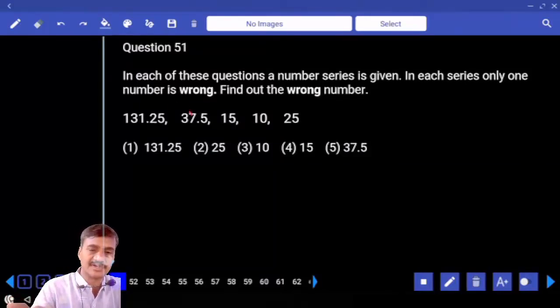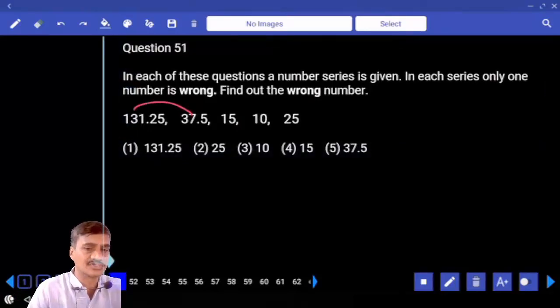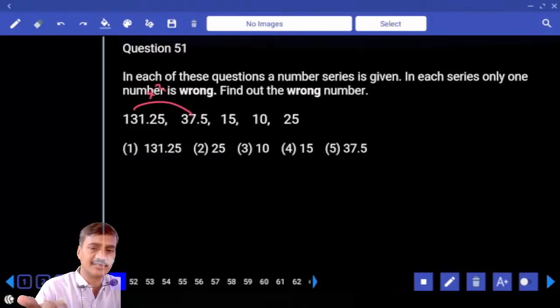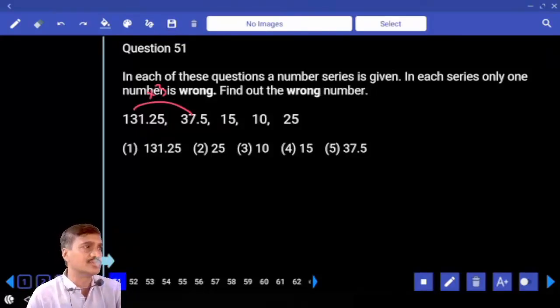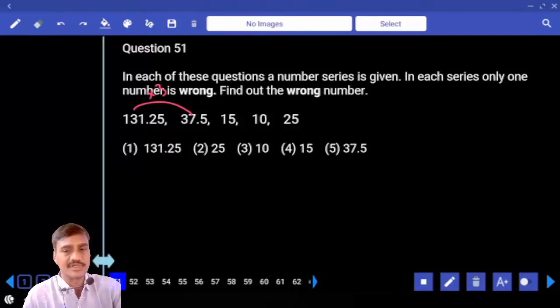Now 37 and 131. How many times does it go? Into 3, I think. Into 3 it works. 37 into 3: 30 into 3 is 90, 7 into 3 is 21. And 37.5 into 3, what is that?